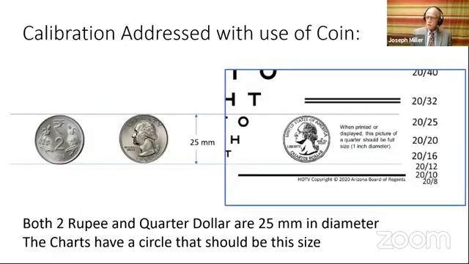Now, calibration is always an issue for these. And so at the bottom of the chart in the corner is a 25 millimeter diameter image of our US quarter, or incidentally, the same diameter as your 2 rupee coin, 25 millimeters. So the idea is that if the chart is printed out properly or displayed properly, this image of the coin will match the real size of the coin. So you have to find a coin and check the size of the chart to make sure it's properly scaled.